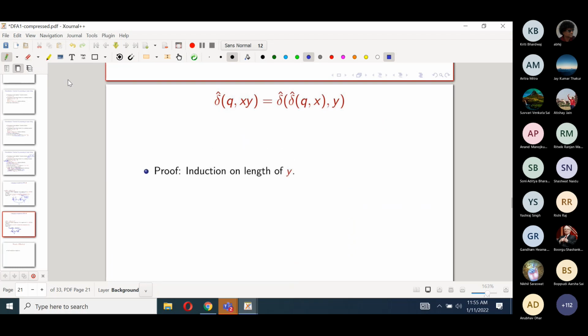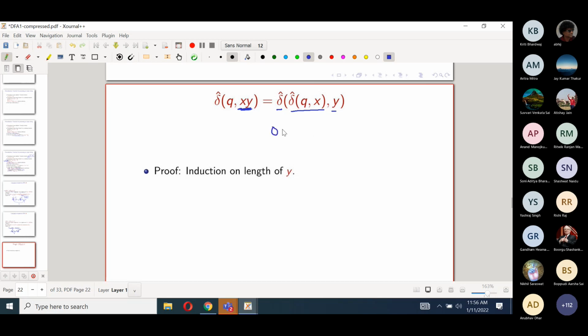Okay, so I don't have much time left. Let's try and finish this. So now we want one more useful property, that is delta hat q x y. So x and y are both substrings. xy is the input string, and let's say I'm breaking it into 2 substrings x and y. y need not be a single symbol. Then, if the definition is according to our intuition, this should be equal to delta hat of delta hat q x comma y.